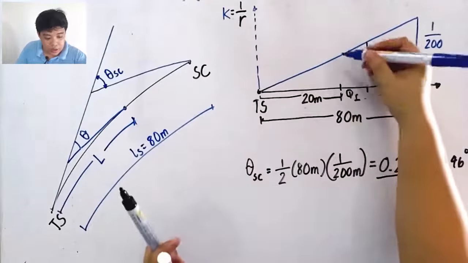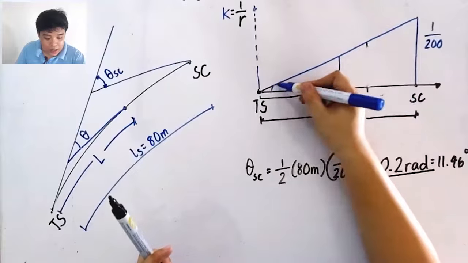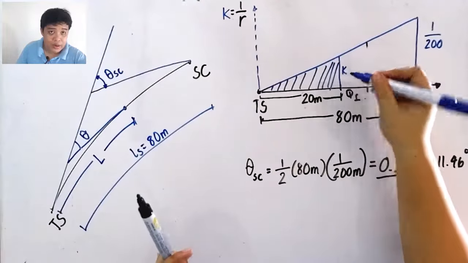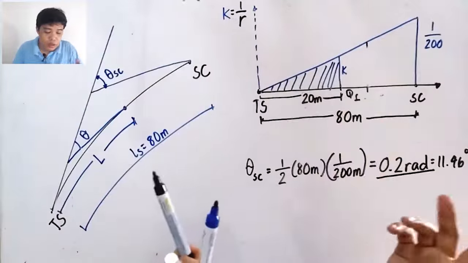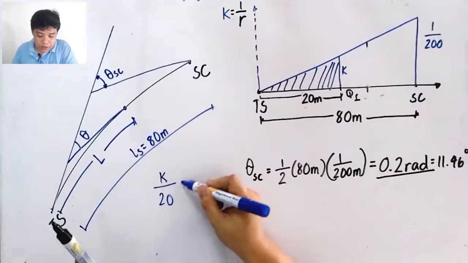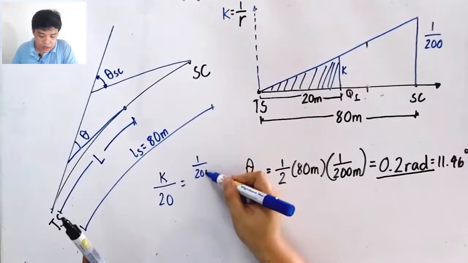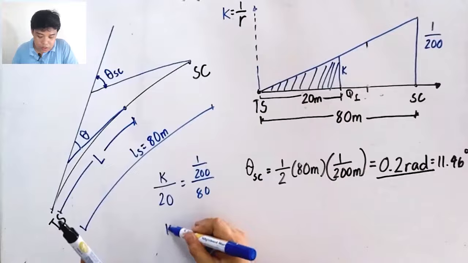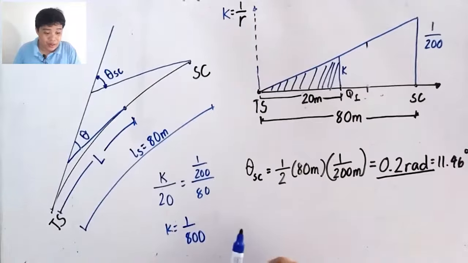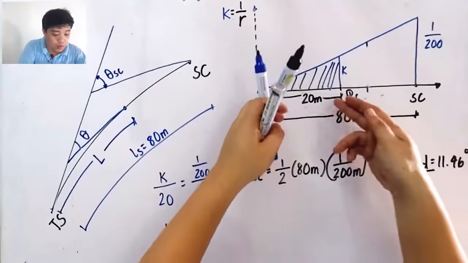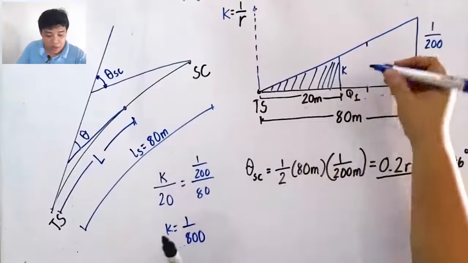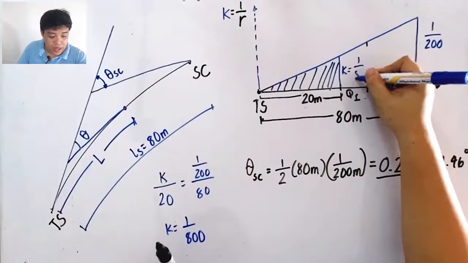And then you're going to get the area. So you can actually get the value of K here, which is technically, you can just use ratio and proportion. Let me show you. This is K over 20 is equivalent to 1 over 200 over 80, which gives us a value equal to 1 over 800. Or just, since this is just 1/4 of 80, you just get the 1/4 of 1 over 200, which is basically 1 over 800.